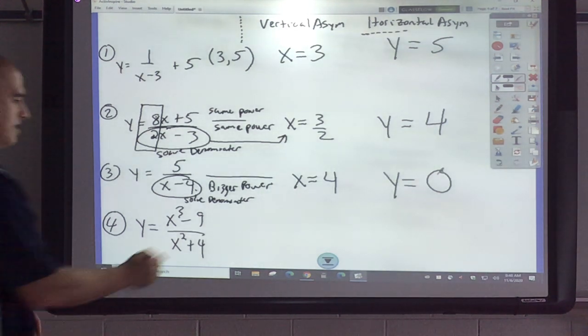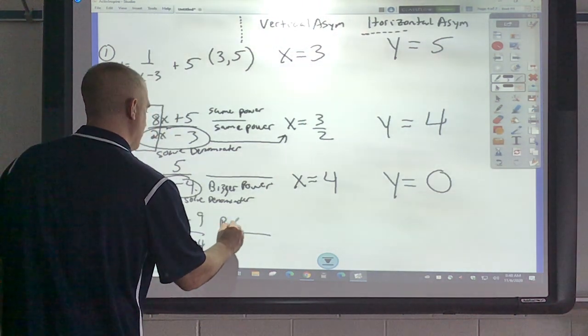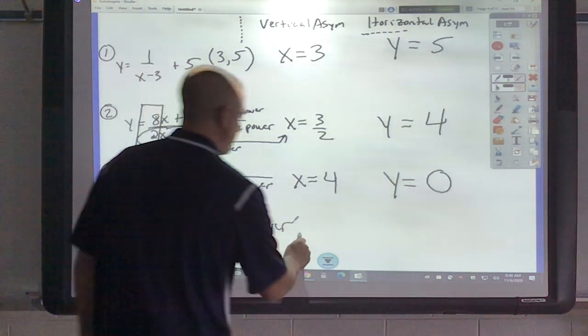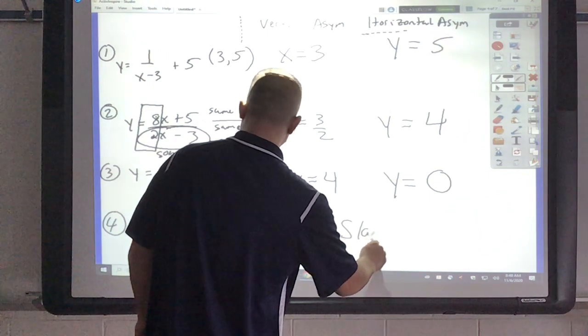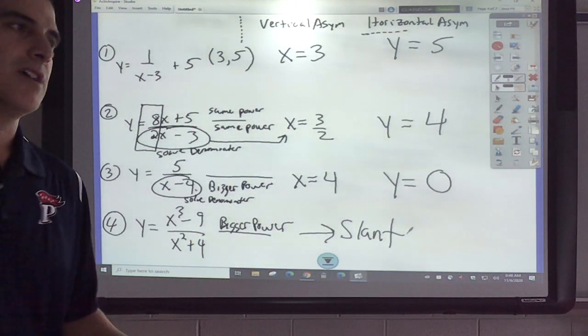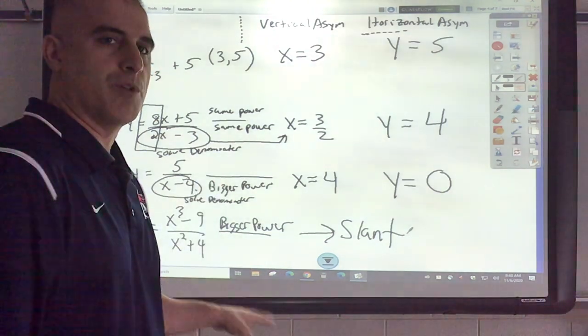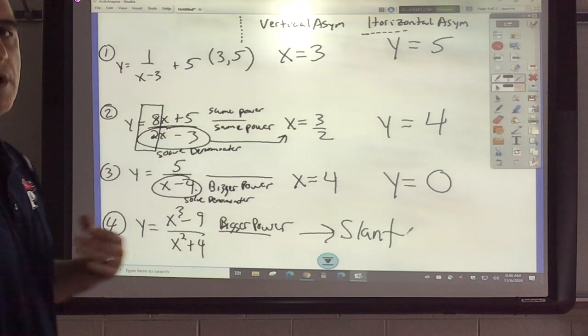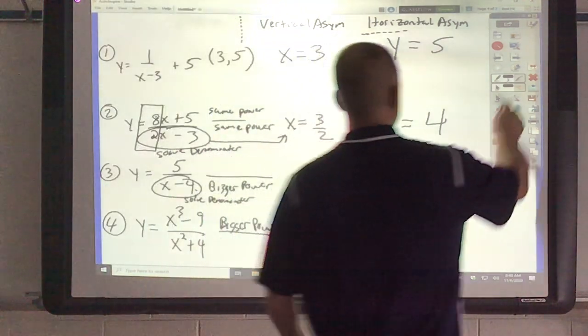Now, the next one is where the bigger power ends up being in the numerator. For this one, it is going to be a slant asymptote. We'll talk about that in a little bit. So all I want you to be able to do for right now is, if you get the bigger power in the numerator, to identify it as a slant asymptote.